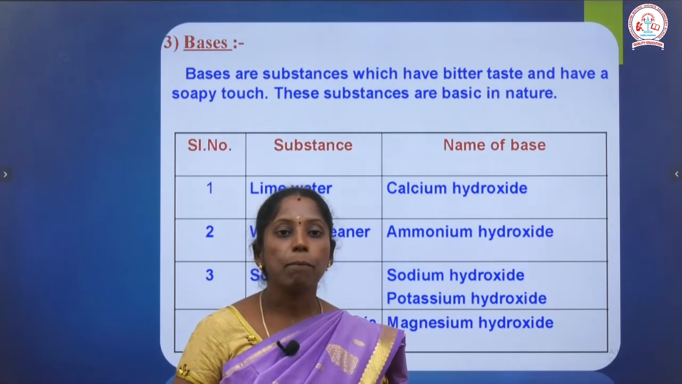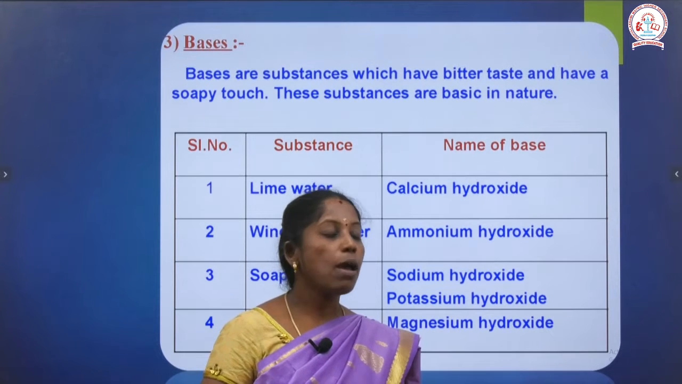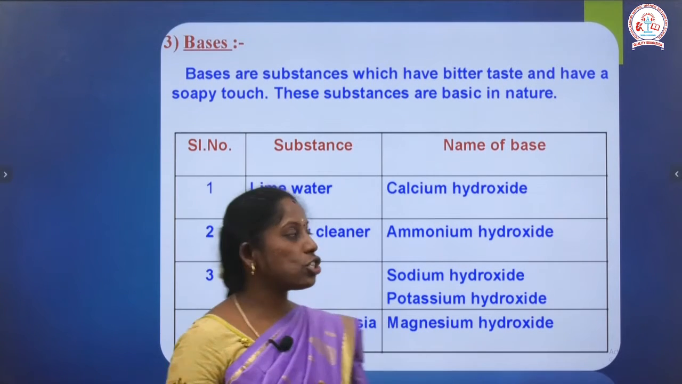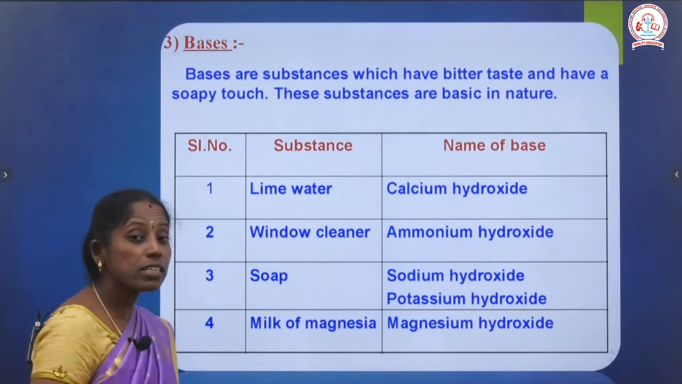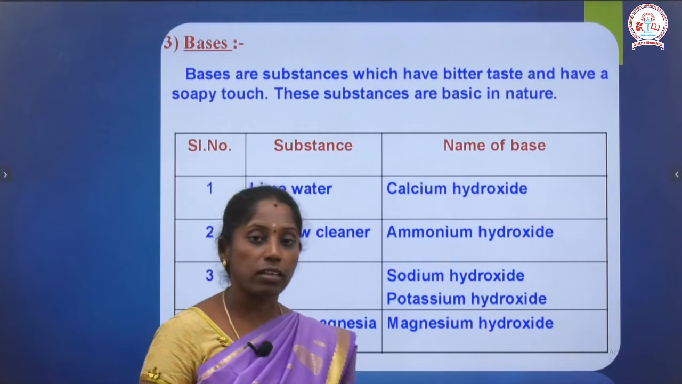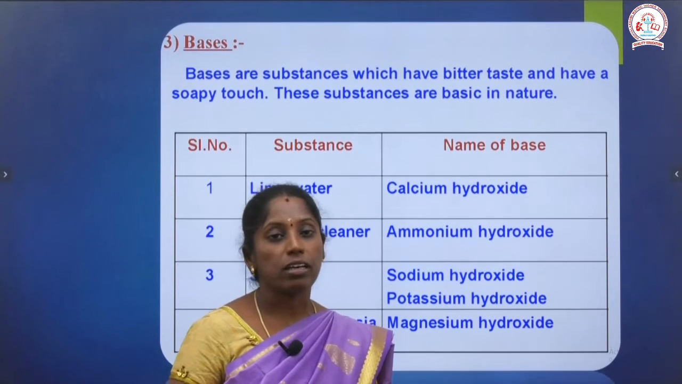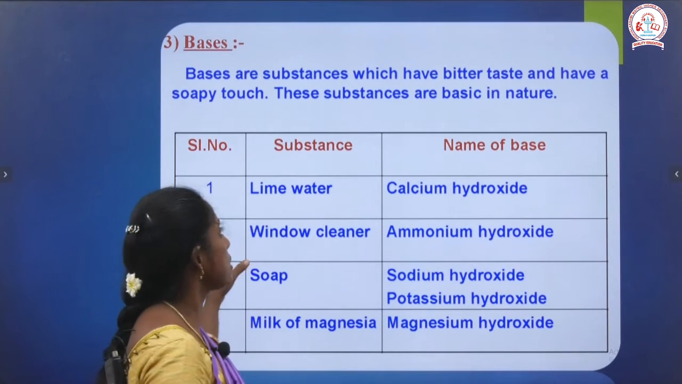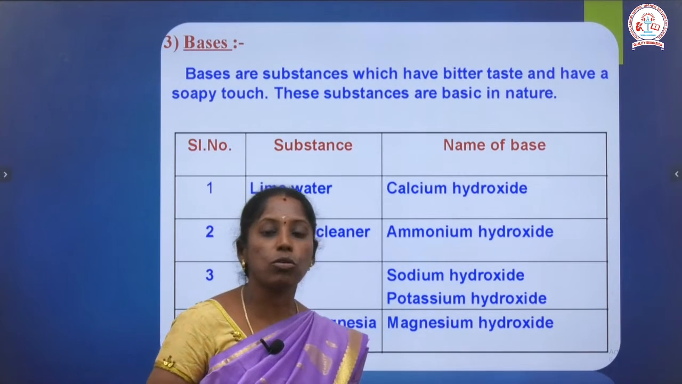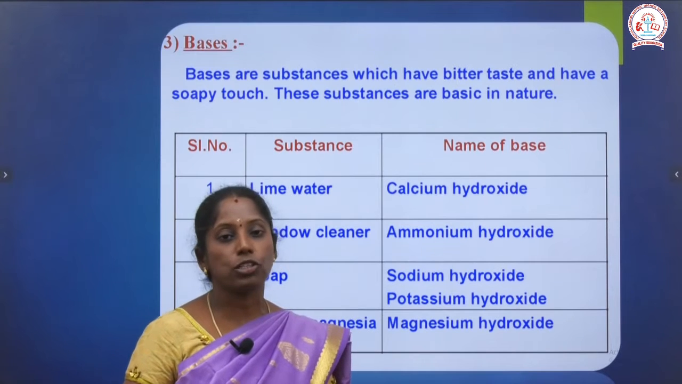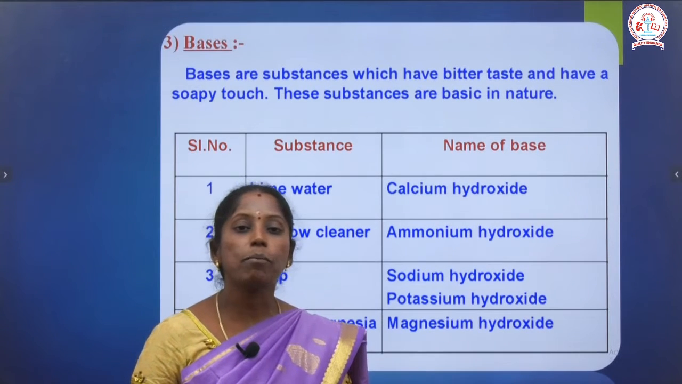The next one is bases. Bases are generally bitter in taste. Bitter means kasappu, like bitter gourd and neem. That kind of taste is what bases have. What is the nature of bases? They are all basic in nature.